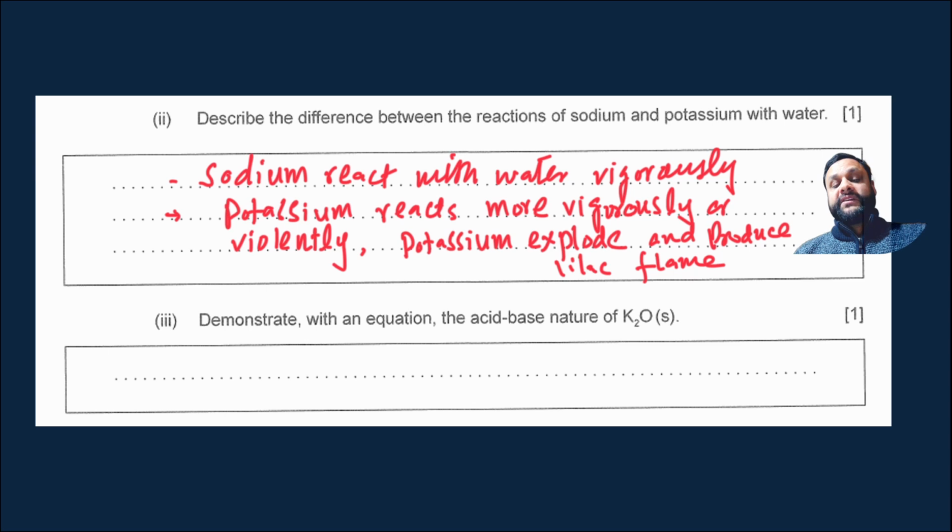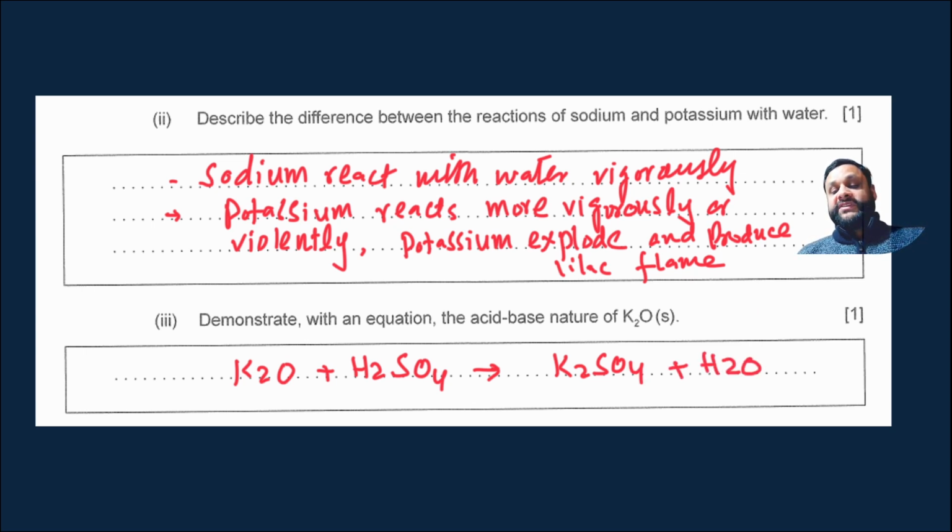Number 3. Demonstrate with an equation the acid-base nature of potassium oxide. Potassium oxide is a basic oxide. So potassium oxide reacts with an acid, for example H2SO4, HNO3, HCl. So we'll get salt and water. The salt will be K2SO4, potassium sulfate, plus H2O.